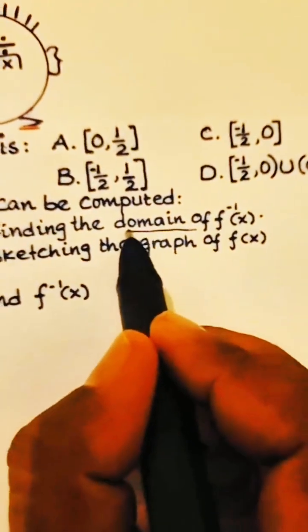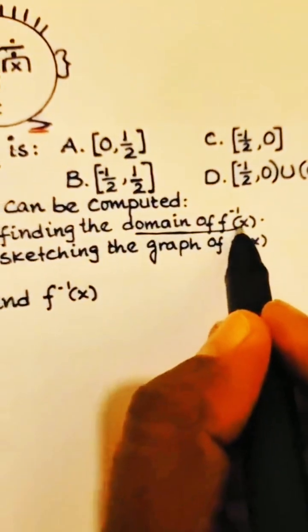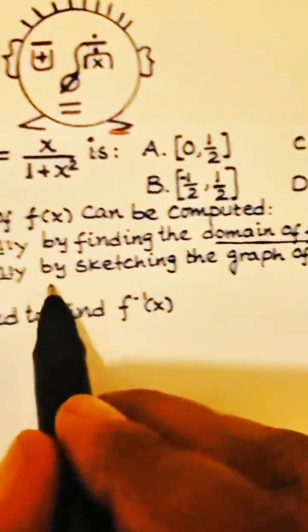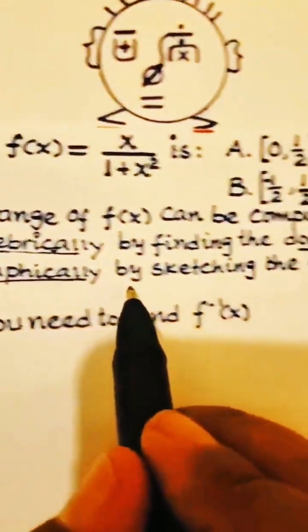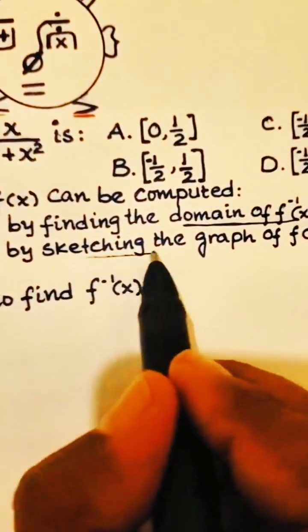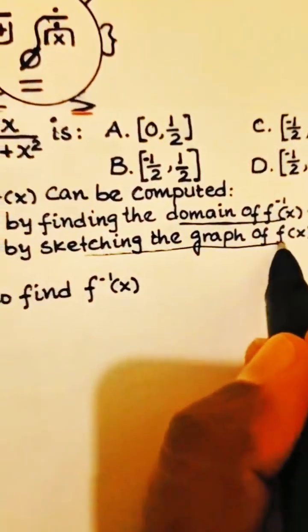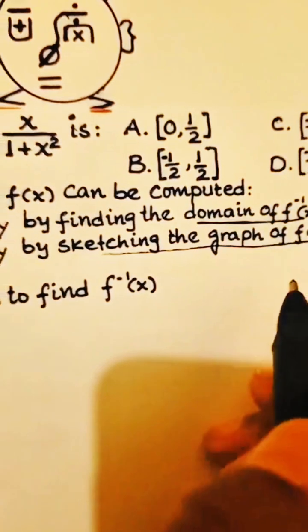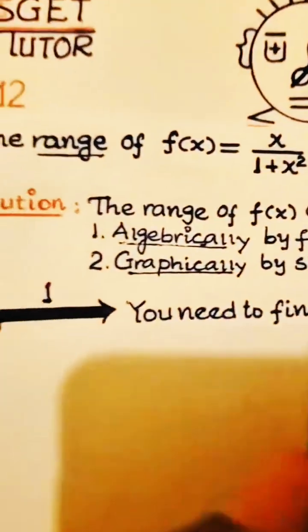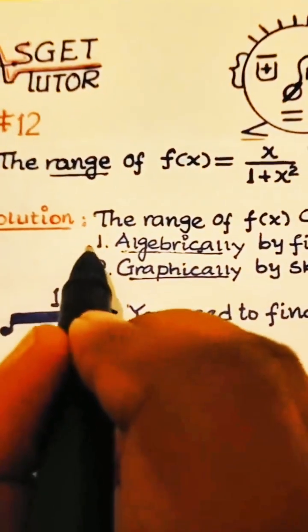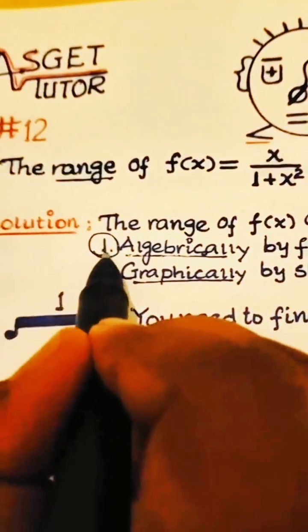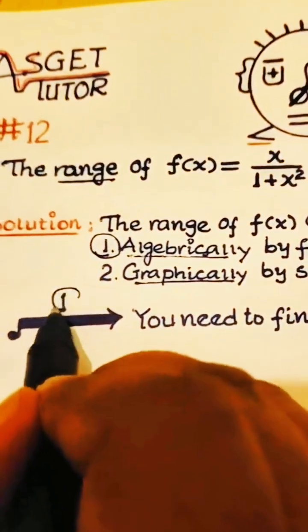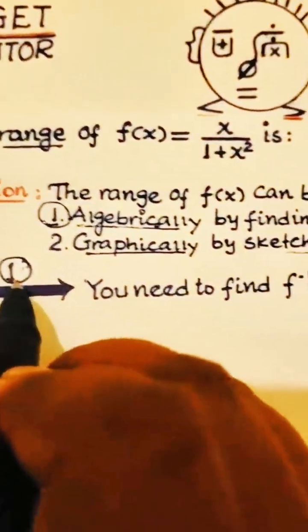So the algebraic method is just by finding the domain of an inverse function, we can determine the range of the original function, and graphically just by sketching the graph of the given function we can easily get the range of the function from the graph. Now in this particular case we are going to apply the algebraic method of determining the range of the function.